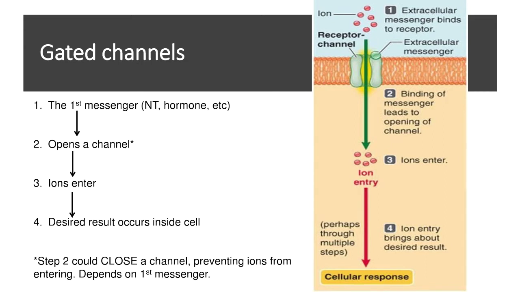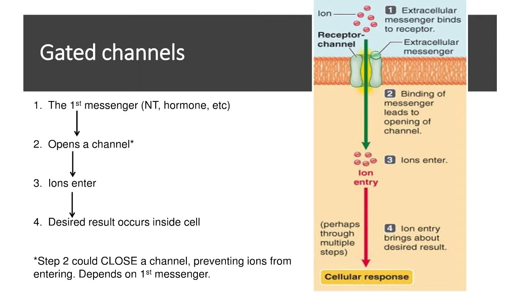So it's the same thing, but a hormone can do this, a paracrine can do this. It just depends on what area of the body that we're talking about. So in the picture there, you can see the green gated channel. That's a chemically gated channel. We saw that on the outside is the receptor. So the extracellular messenger is also the first messenger. So that's your neurotransmitter, your hormone, your paracrine, whatever it is. Opens a channel, ions enter, and the desired result occurs inside of the cell.